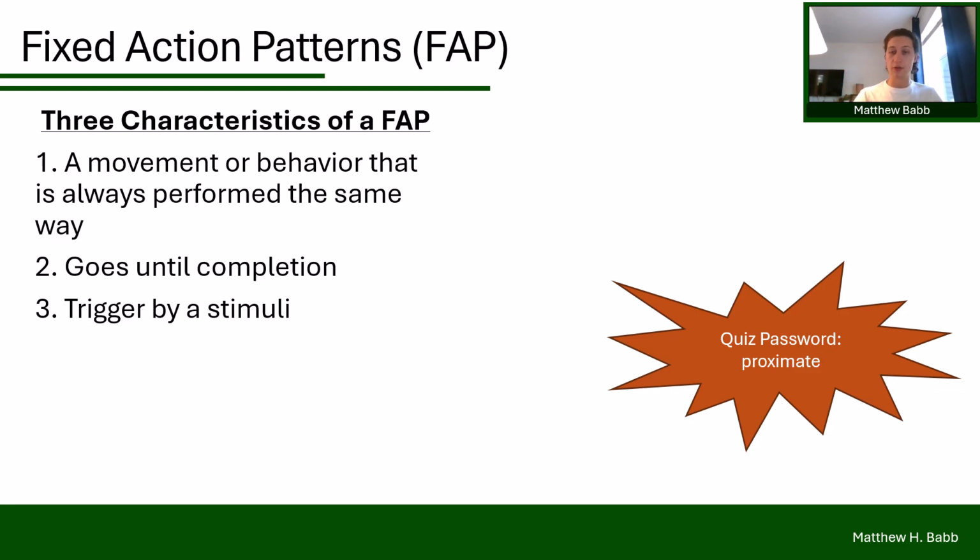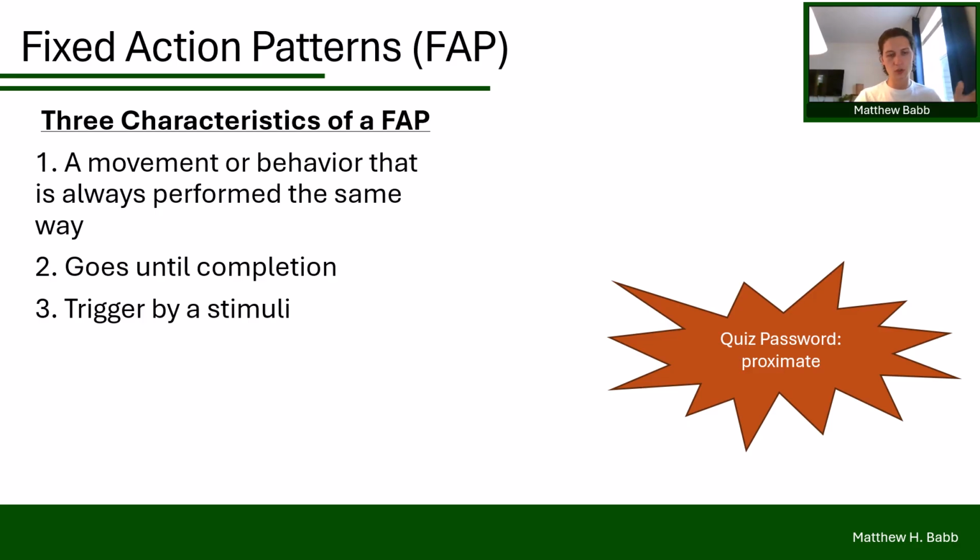So the three characteristics are this. One, the movement or behavior always needs to be performed in the same way every time. It's called stereotyped. The second one is that the behavior needs to go until completion, and it is very, very hard for the behavior to stop. And the third one is it needs to be triggered by a stimulus. The stimulus can be anything. It can be light, it can be physical touch, any sort of stimulus, but it needs to be triggered by a stimulus. And so if the behavior just happens not from a stimulus, then it's not a fixed action pattern.